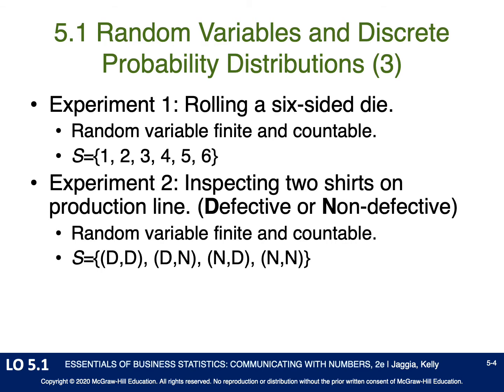In experiment 2, we're looking at two shirts on a production line. We're going to identify those as defective with a D or non-defective with an N. So the sample space would be you draw two defective ones. You draw one that's defective and one that's non-defective. You draw one that's non-defective and one that's defective. And then we have two that are non-defective. So these are also finite and countable variables.